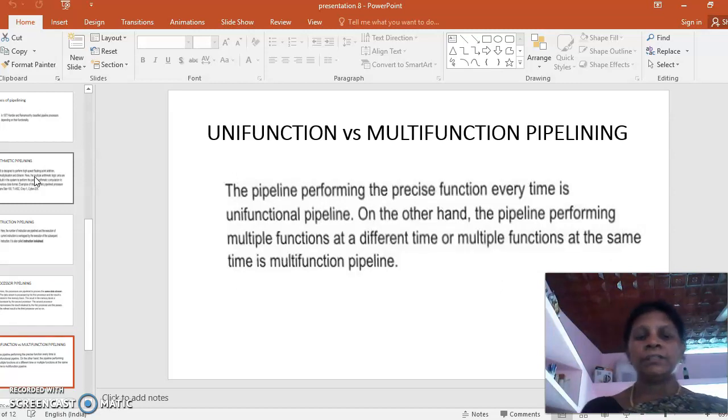The next one is unifunction or multifunction pipelining. A pipeline that performs the same precise function every time is unifunctional pipelining. On the other hand, a pipeline that performs multiple functions at different times, or multiple functions at the same time, is multifunction pipelining.